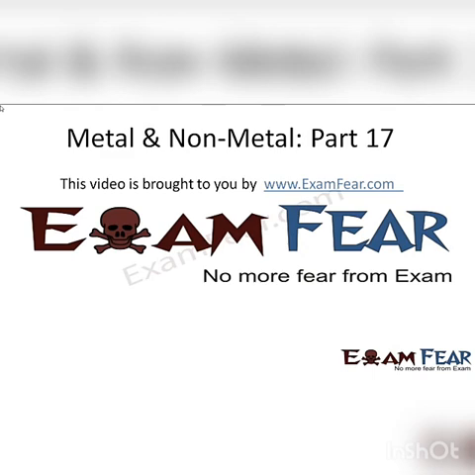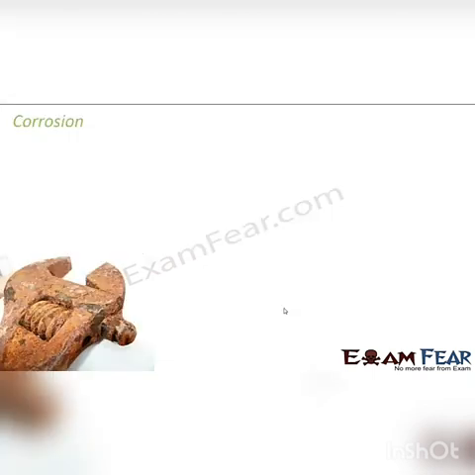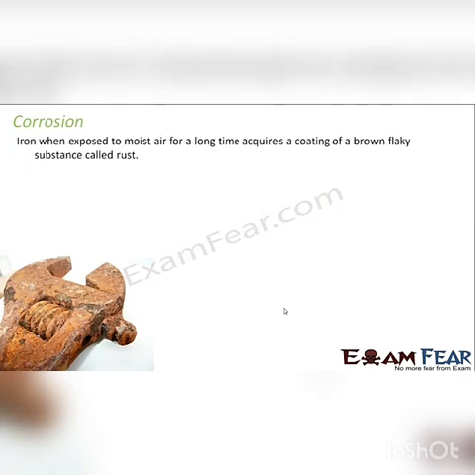Before watching this video, please make sure that you have watched part 1 to part 16. Now we'll start with a new topic called corrosion. What is corrosion? When iron is exposed to moist air for a long time, it gets a brown flaky substance, right? This is called rust, and this process is called corrosion.